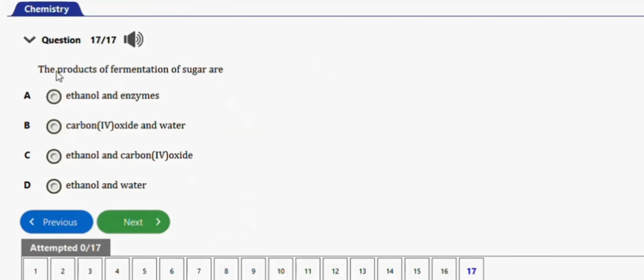So it says the product of fermentation of sugar, we have ethanol and enzyme, carbon dioxide and water, ethanol and carbon dioxide, ethanol and water. So guys, the right answer to this question will be option C, which is ethanol and carbon dioxide. So this basically can deal with problems involving carbohydrates for your chemistry. We practiced with 17 repeated questions for this topic.